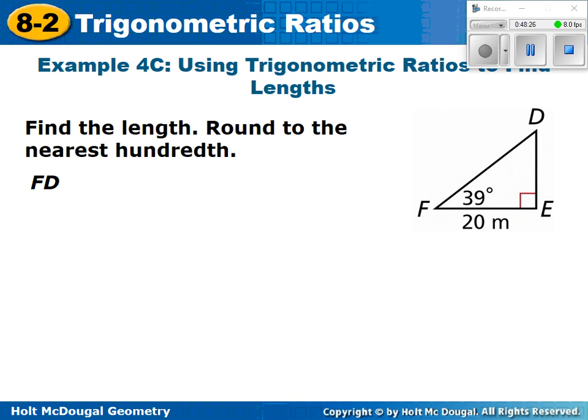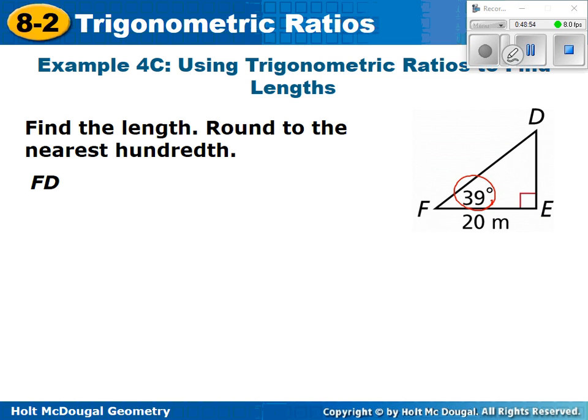Okay, let's check it. So first of all, which angle are you using? 39. Okay, again, you can't label everything. If you label all the sides, you're not going to know which trig function to use. Label the one you know. Which side do we know? Okay, but it's the side that has the number 20 on it, right? So is that adjacent, opposite, or the hypotenuse?